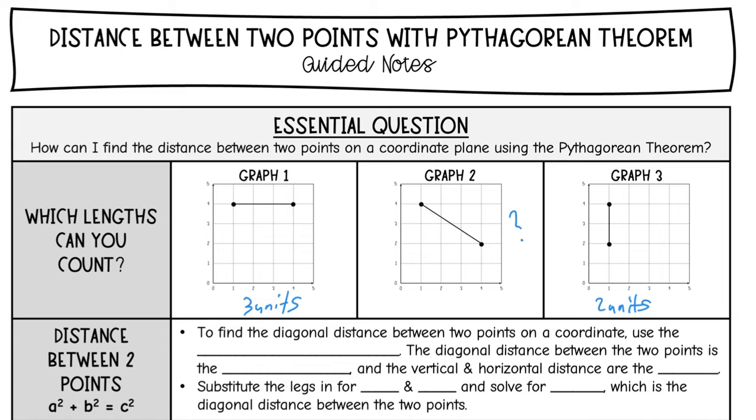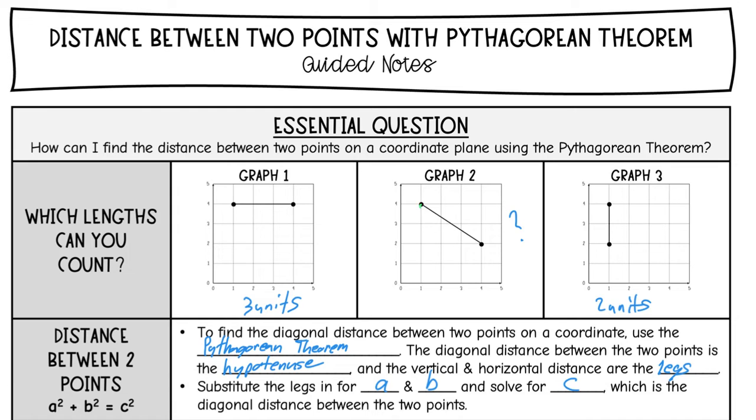Since we cannot count the distance between the 2 points on graph 2, we will need to figure out another way to calculate that. So we do this using the Pythagorean theorem. A squared plus b squared equals c squared. The diagonal distance between the 2 points is the hypotenuse, and the vertical and horizontal distances are the legs. We are going to substitute the legs for 2 and 3 and solve for c, the hypotenuse, which is the diagonal distance between the 2 points.